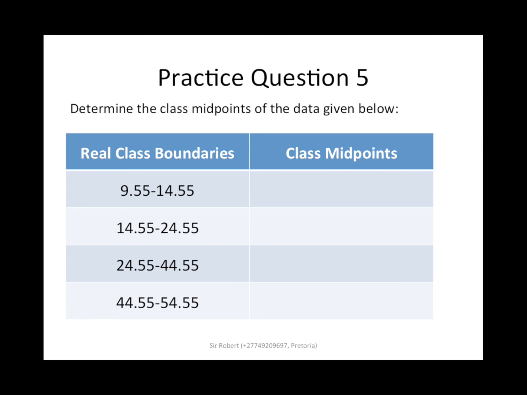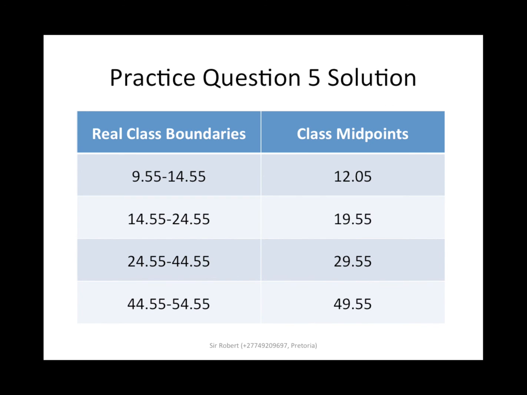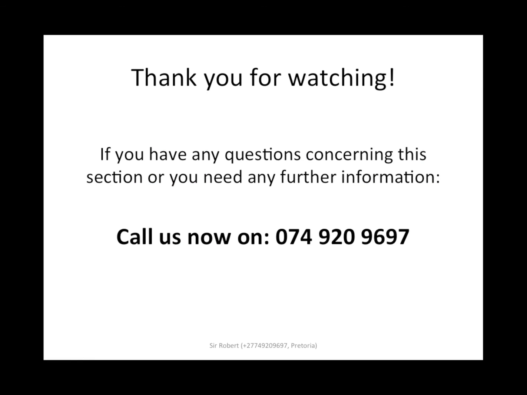I guess you've managed to work these out, and I'm sure you got them correct, but they're simple enough. Let's move on to the solution. Basically we are just adding 9.55 plus 14.55 divided by 2, then you get this class midpoint. This is simple enough. Let's move on to the next item.